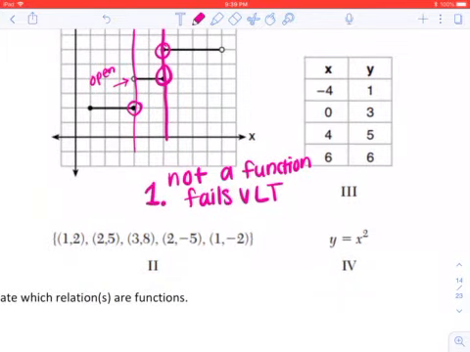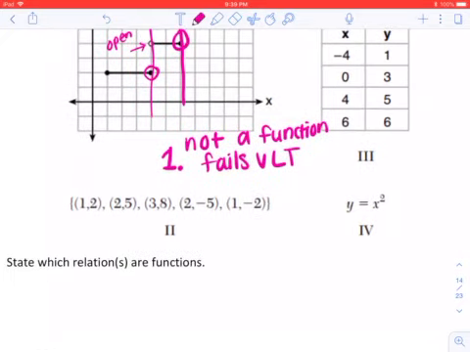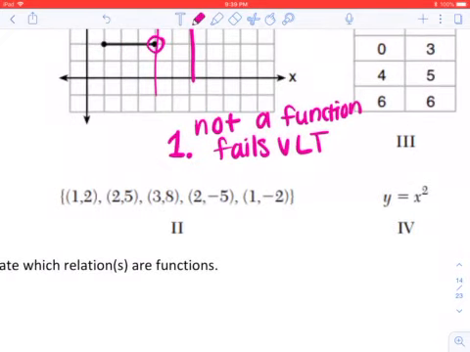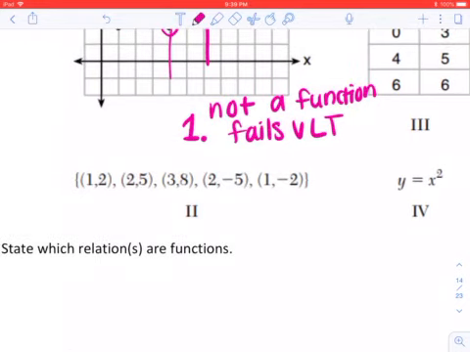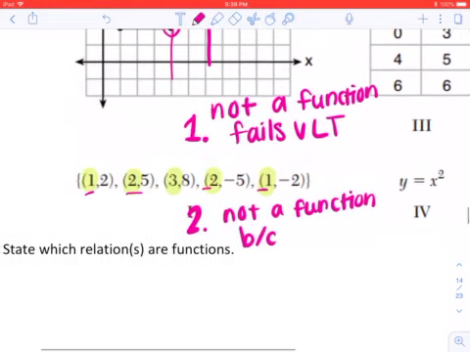We can change these to normal numbers. We don't need Roman numerals. For number 2, we have a set of points. We need to look at our x values and see if we have any repeating x values. So I have 1, 2, 3, 2, 1. I have 2 1s and 2 2s. So 2 is not a function because there are repeating x values.